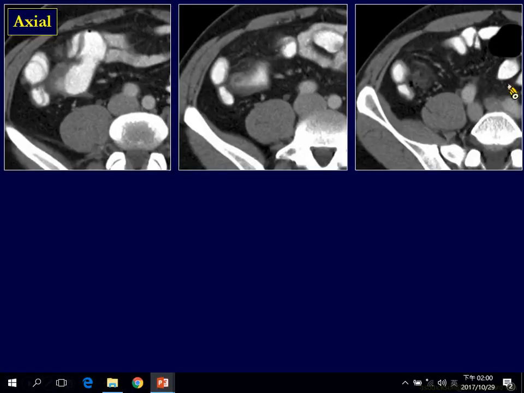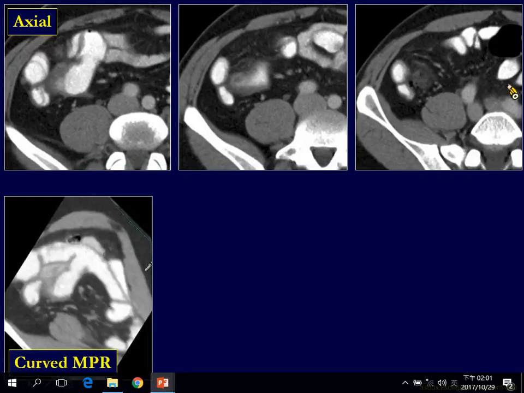This is one of my favorite cases. Here we see a blind ending structure that ends right here with a little bit of gas that looks like it might be extraluminal. So naturally we think of appendicitis in the right lower quadrant, but this is too big for appendicitis.